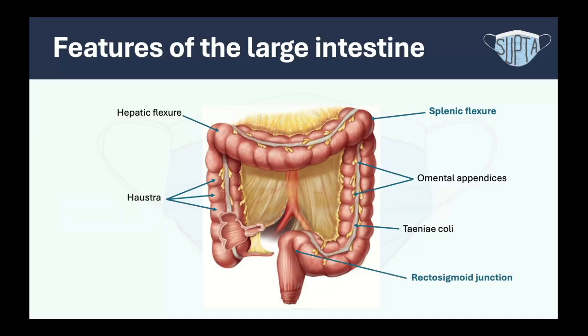And finally, we have the rectosigmoid junction. And unlike the flexures, this is not really like a bend, but more like a transition zone between the sigmoid colon and the rectum.